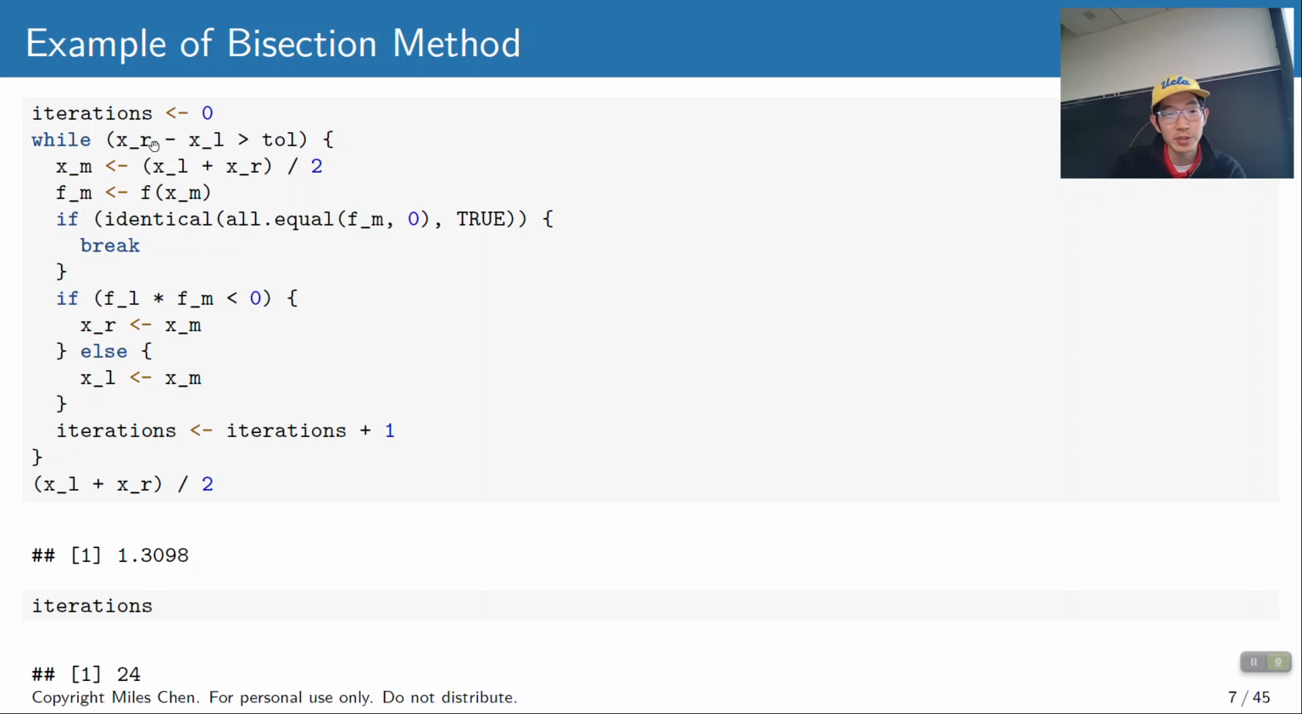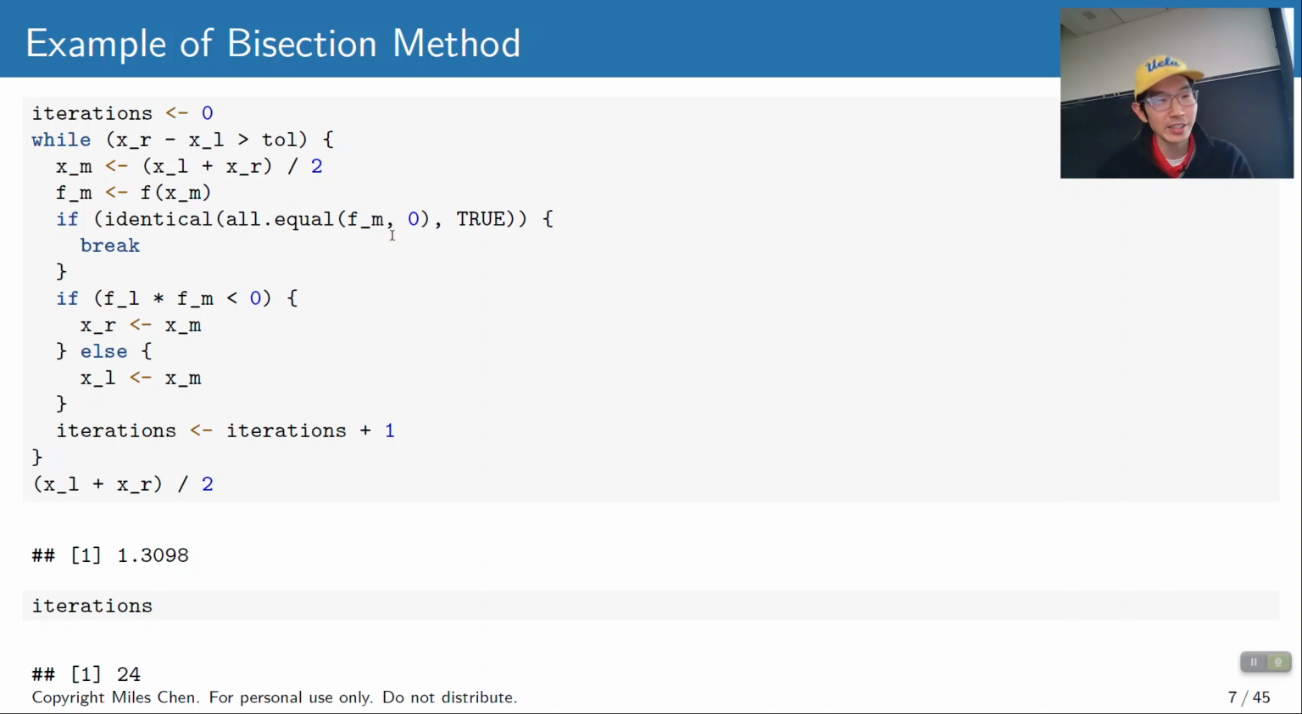So I'll start off with 0 iterations, and if the right side minus the left side is less than the tolerance, we will kick out of our while loop. Otherwise, this loop will just keep repeating. Okay, we're going to calculate the midpoint, XL plus XR over 2, that's the midpoint. We're going to calculate the function at the midpoint. Okay, and then we're going to ask, is the function of the midpoint equal to 0? Now I wrote this funny little thing, all equal fm comma 0, and is that identical to true?